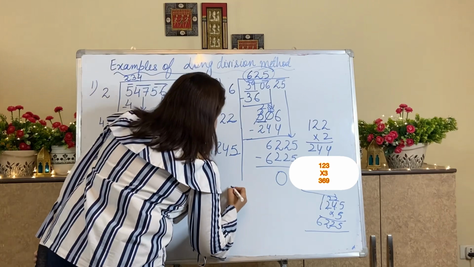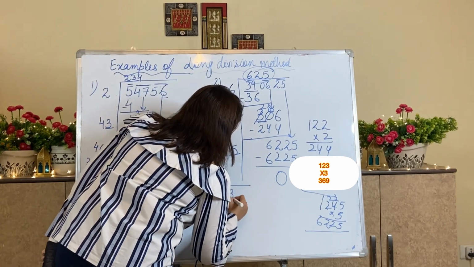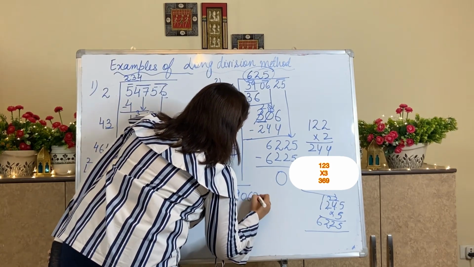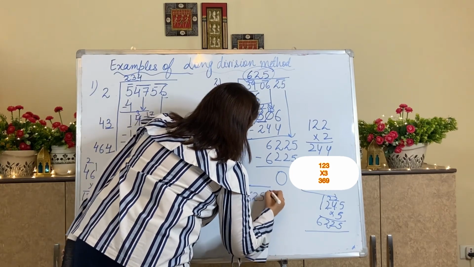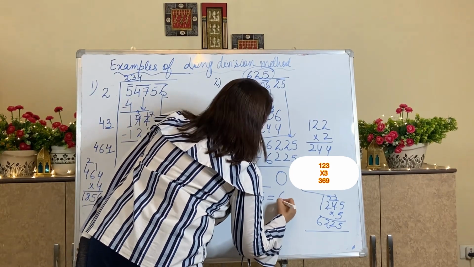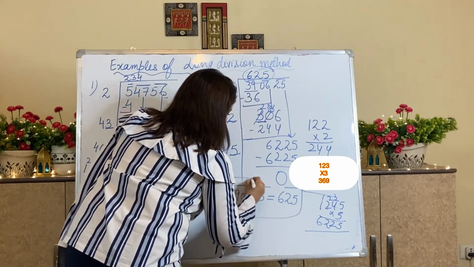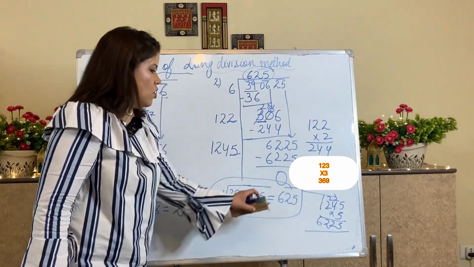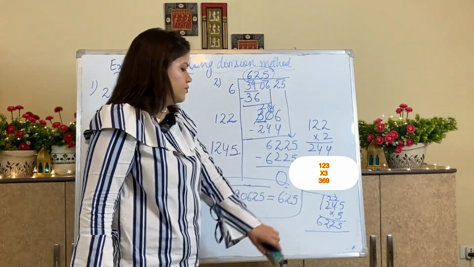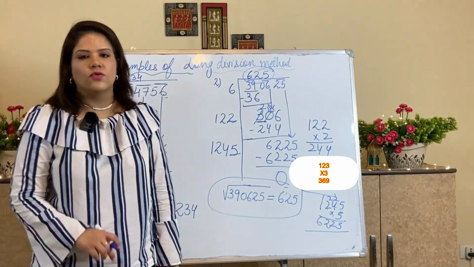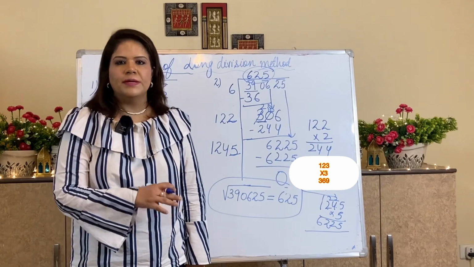So what is the answer of square root of 390625? This is the answer: 625. So that's why this is the long division method with which you can find the square root of a number. I hope it is clear.